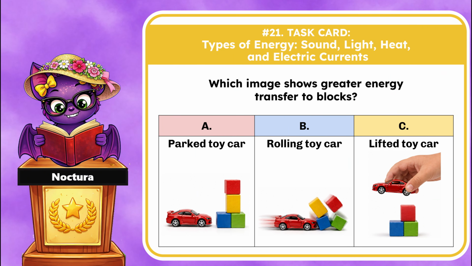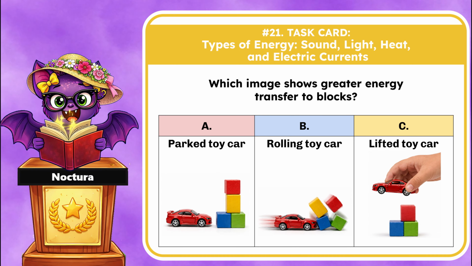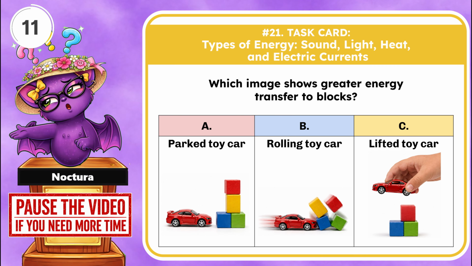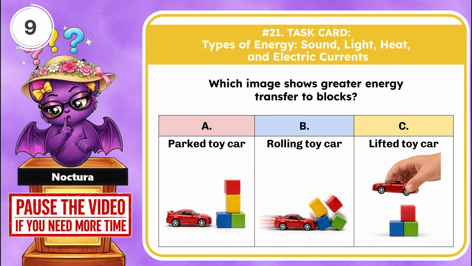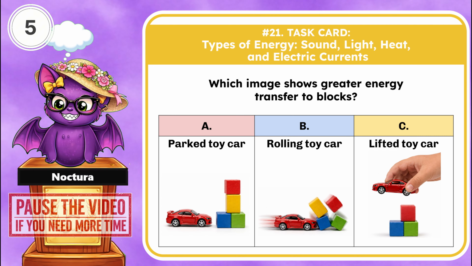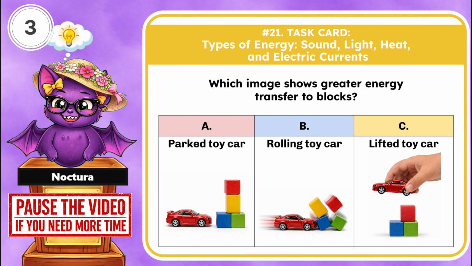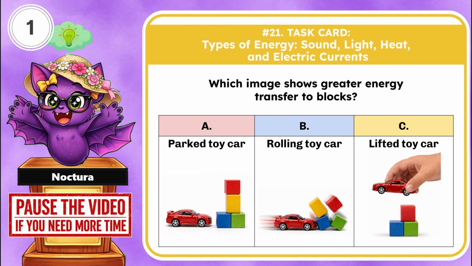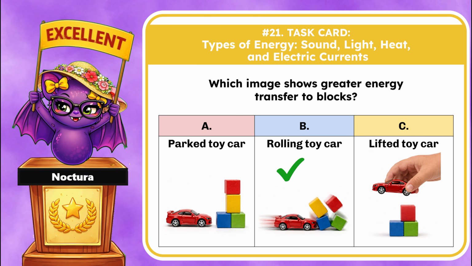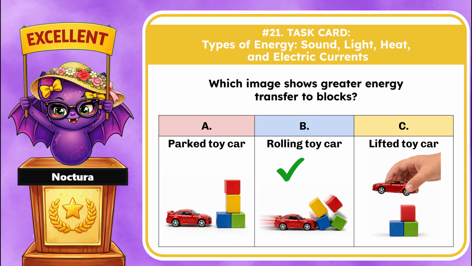Which image shows greater energy transfer to blocks? And the correct answer is letter B, rolling toy car.